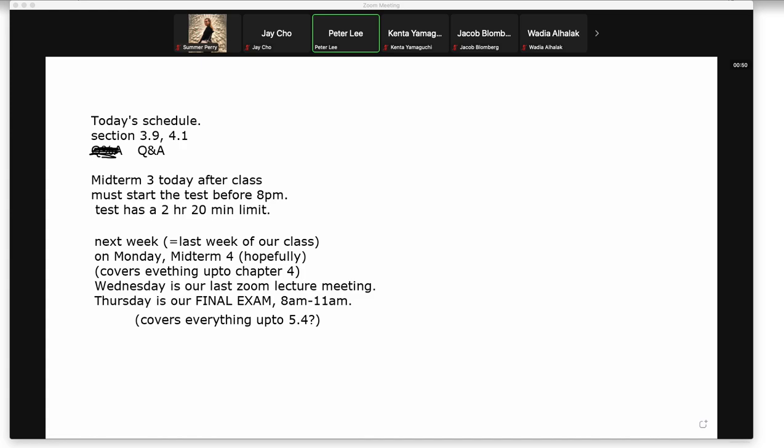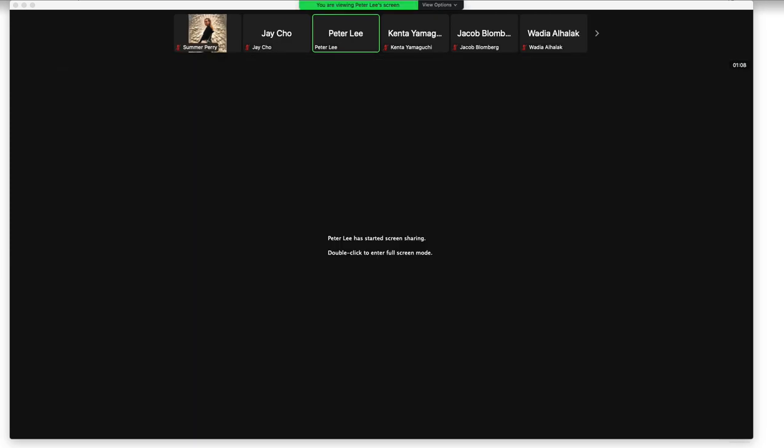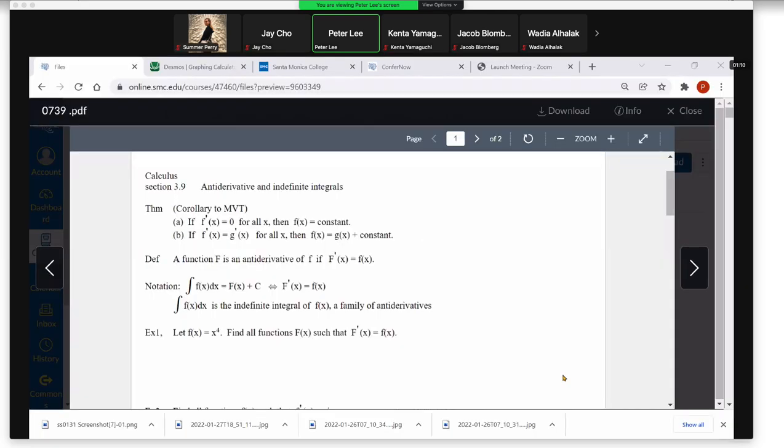So let me save this page and then clear. Wait, did I share a file? Oh yeah, okay, files. So am I sharing this page? Am I sharing this page? Now I'm sharing this page. There we go.